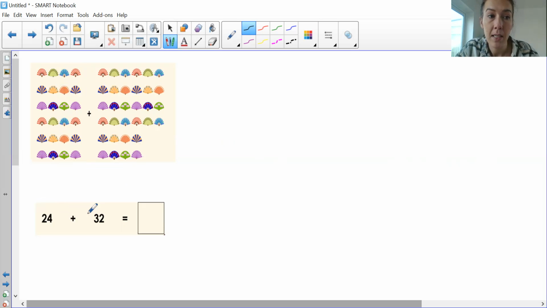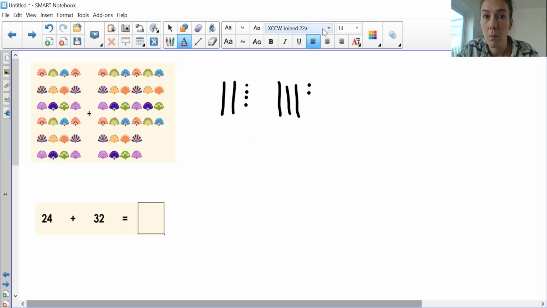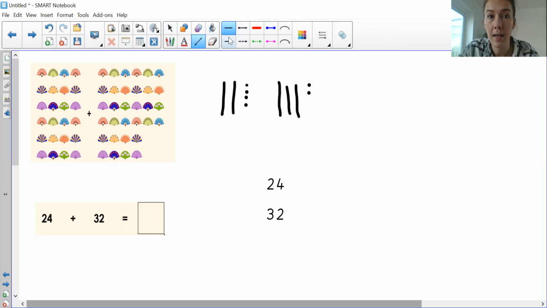So the numbers are down here. There's 24 add 32. Now then, we could look to doing our base 10, so your lines and your dots. So you've got 24 there and you've got 32 here. Could do that. Or we could be using our column method now. So we've got 24, 32, and you do your little line, make it nice and neat.